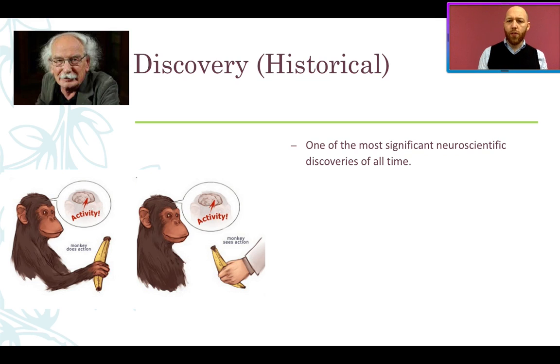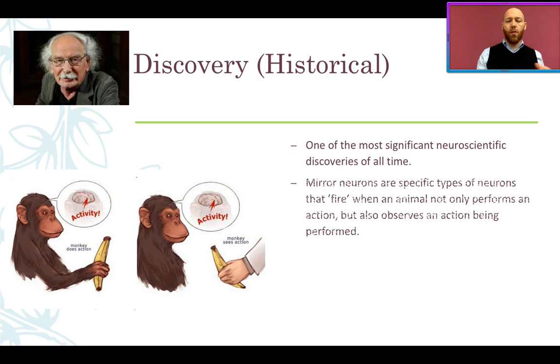It's one of the most significant scientific discoveries of all time, especially in neuroscience, and it sparked a huge wealth of recent research. Mirror neurons are basically specific types of neurons. We looked at one just a moment ago, and they fire not only when the animal acts, but also when the animal sees another animal act as well.